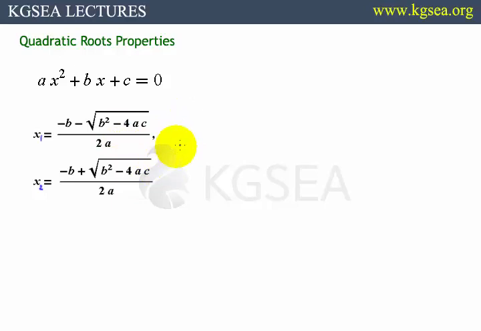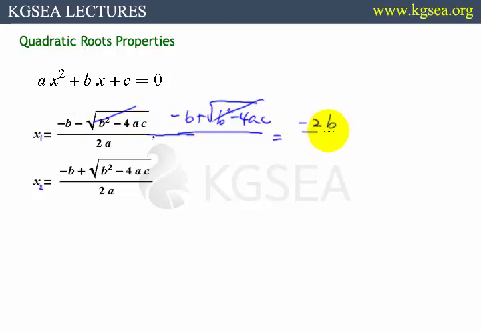So we got 2a, negative b plus the square root of b squared minus 4ac. You see, they have the same common denominator, right? So I could just add the fractions by adding the numerators, like that. Okay, you see, this cancels out. The ugliest part that we didn't want to deal with is gone. All we get is negative 2b on top and positive 2a on the bottom.